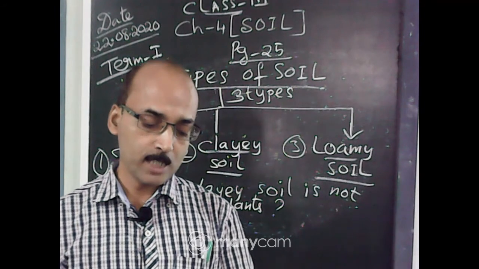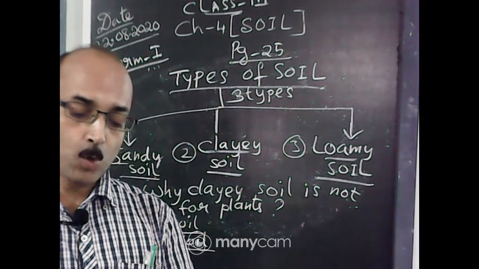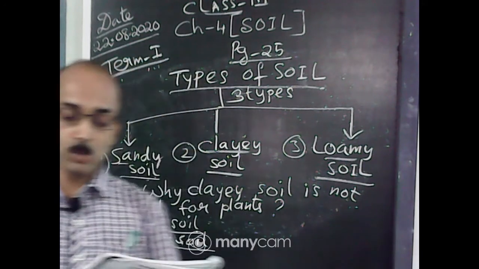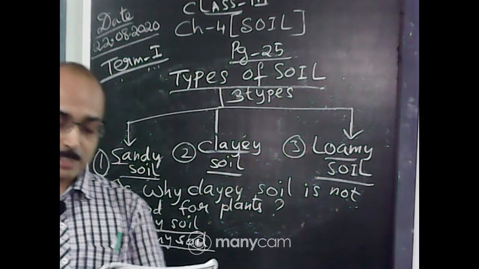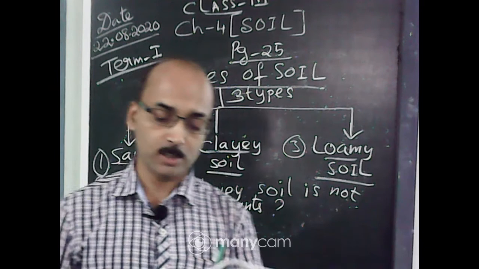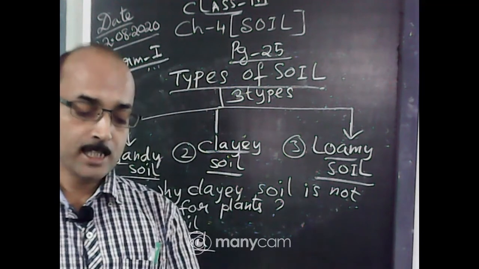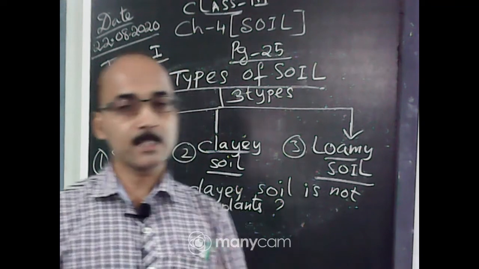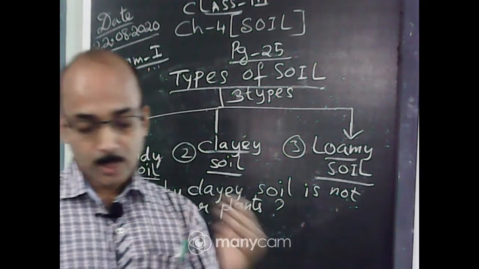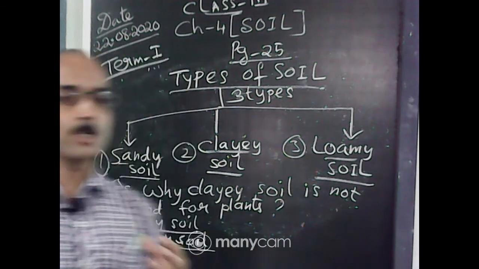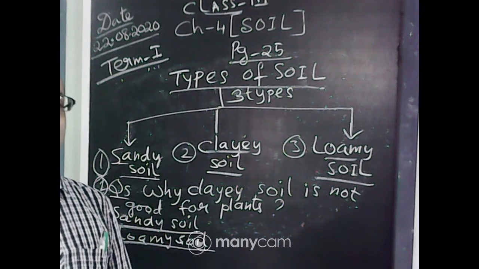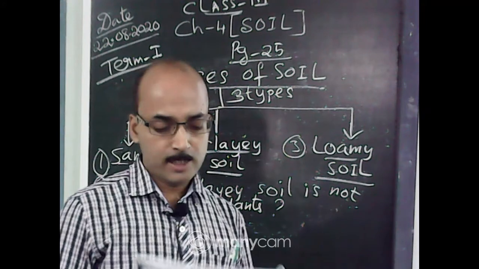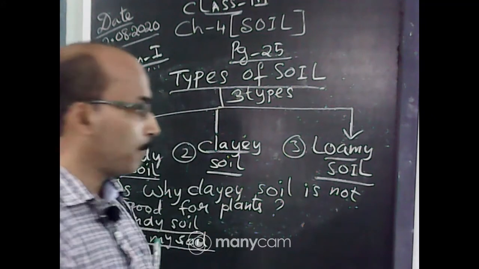It contains a lot of humus and can hold both air and water. So, you can underline this also. It contains a lot of humus and can hold both air and water. Therefore, it is very good for growing plants. As it contains a lot of humus, and humus is very good for the soil and good for the growing of the crops. So, this soil is very good for growing plants.